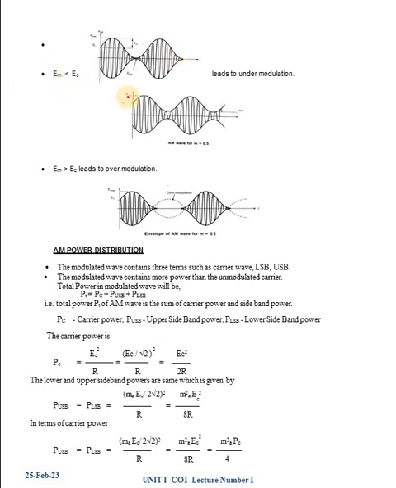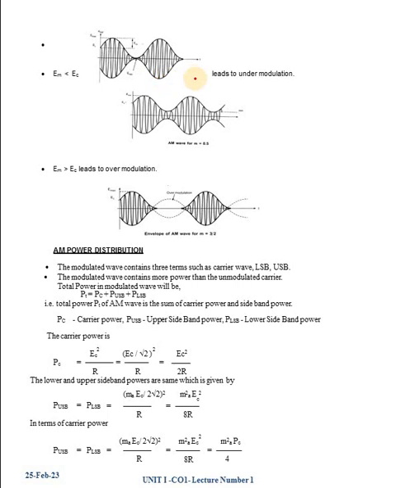Then EM is less than EC, which leads to under modulation. That is, the magnitude of the carrier signal is comparatively higher than the modulating signal. So this is a waveform representation. Then EM is greater than EC, that is, it leads to over modulation. The modulating signal, that is, the input signal's magnitude is maximum compared to the carrier signal. So in that case, most of the information lying on the zero axis is cut down. So this is called over modulation.